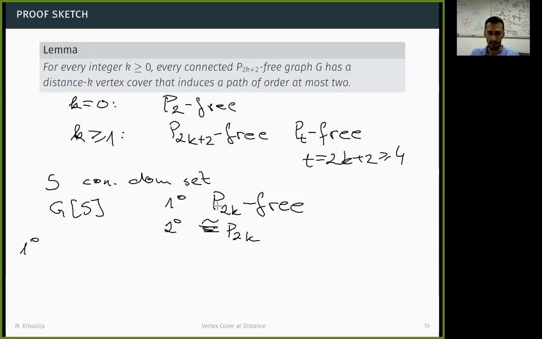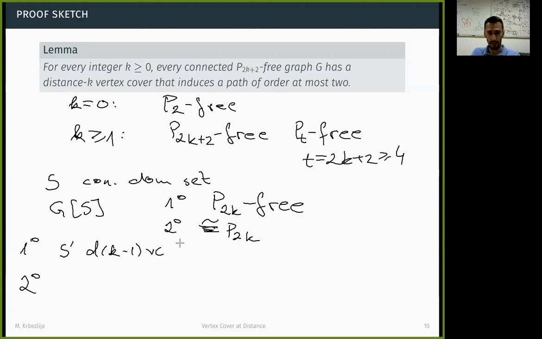If G[S] is P_{2k}-free, then we can apply the induction hypothesis and conclude that G[S] has a set S' that is a distance k-1 vertex cover that induces a path of order at most 2. S' is a distance k-1 vertex cover that induces a path of order at most 2.